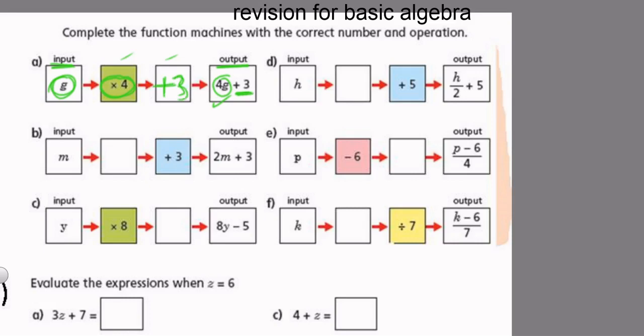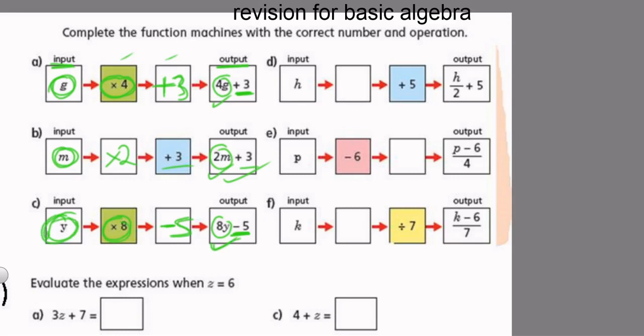Right, next one, question B. You can see here we got the m, and here on the output we got 2m. So you must have had to do times by 2. M times 2 gives you 2m. Then you got the plus 3 over here, plus 3. Done. Here you got the y times by 8 is 8y. And then over here you got take away 5, so you must take away 5 over here. So just check. Y times 8 is 8y. Take away 5, take away 5.